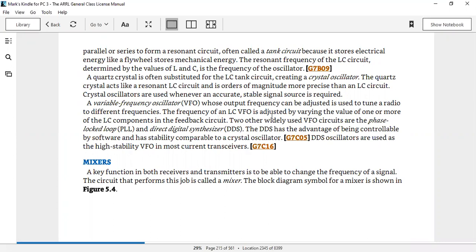And the other types of circuits are phase lock loop, PLL, which when I was a kid, I thought was the coolest term, phase lock loop. Yeah. Did you too, Mark? Yeah. I thought, man, that is the coolest thing. I had no idea what it was, but I thought it was cool.